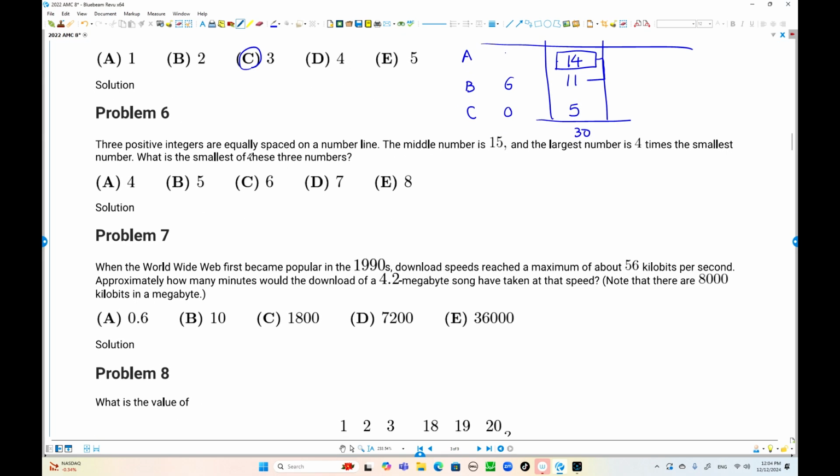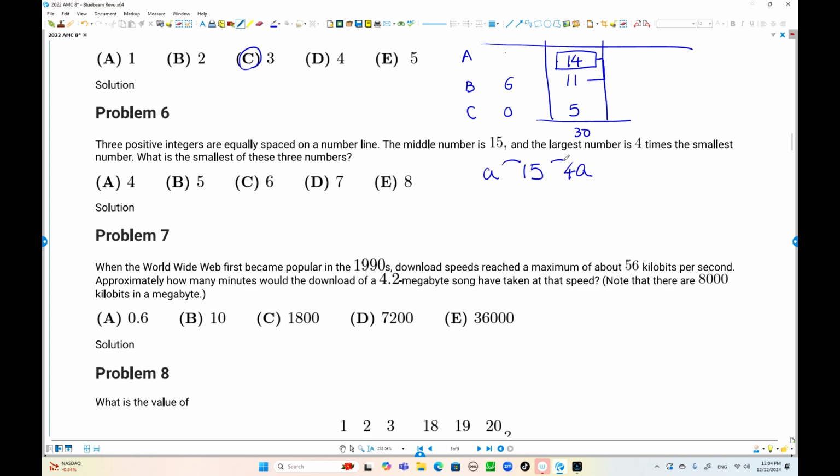Three positive integers equally spaced on a number line. So A, B, C over here. The middle number is 15. The largest number is 4 times the smallest number, so we can use 4A.